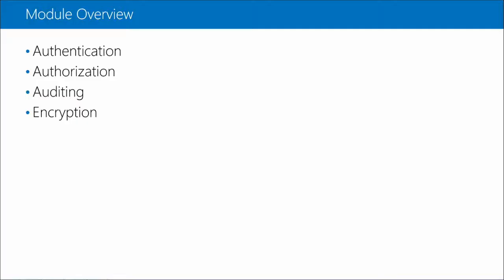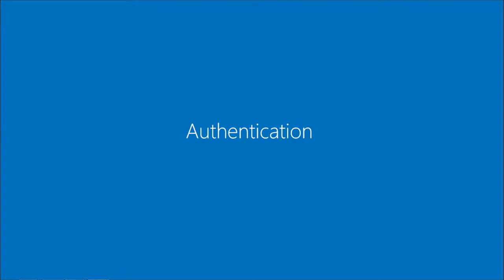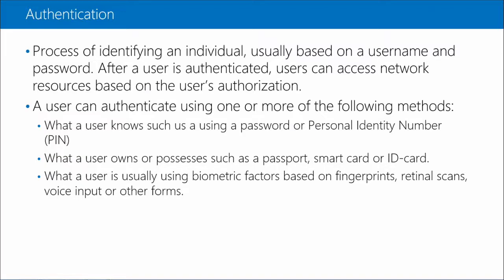Module overview. We're going to talk about authentication, authorization, auditing, which is how we perform accounting, and encryption. So, authentication. Authentication is the process of identifying a unique individual based on a username and password, or a username and some type of challenge system.